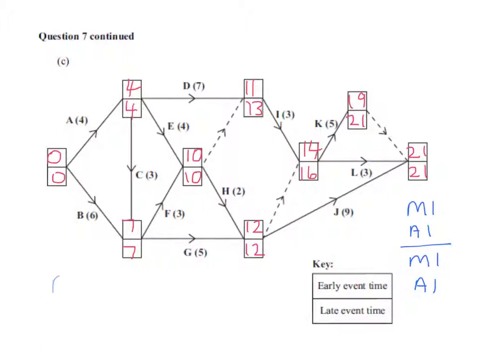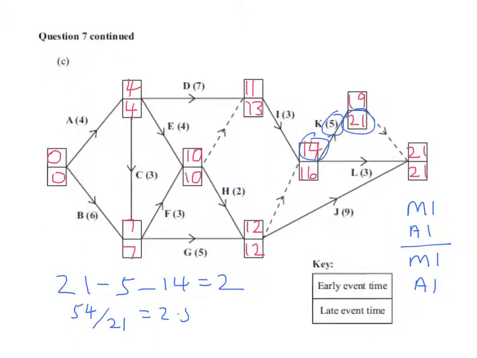So the critical activities are A, C, F, H and J, but also G, so slightly unusual that we've got a critical path there and there and there. The float on activity K is 21 minus 5 minus 14, which is 2. And the lower bound, well, the numbers add up to 54. We've got a 21 for the critical length, so that's 2.57, so therefore 3 workers are needed.